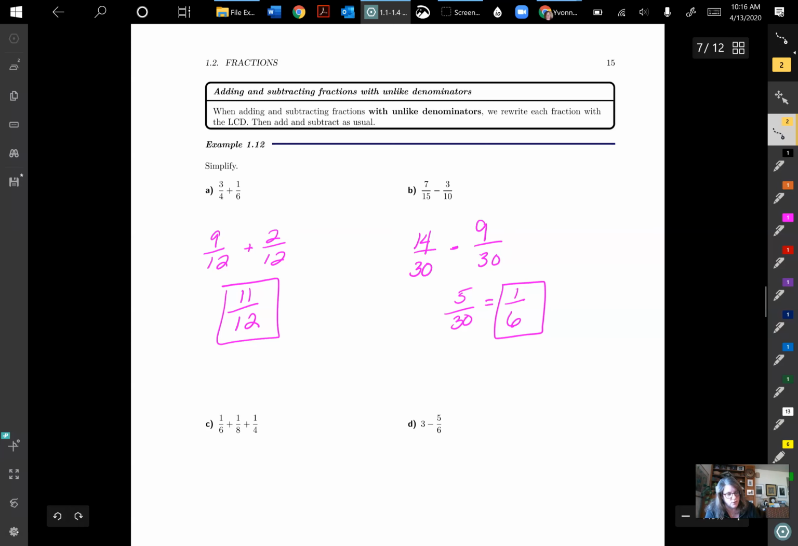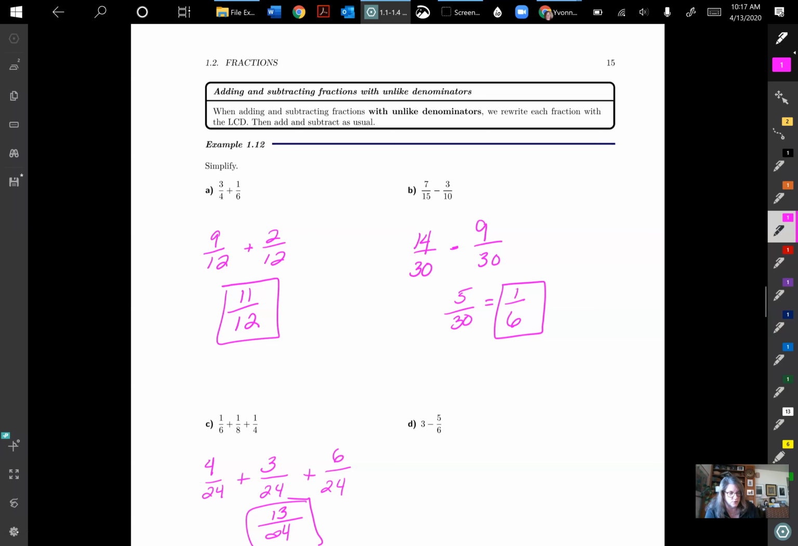So part C, I have 1/6 plus 1/8 plus 1/4. So just go ahead and write your common denominator would be 24 for all of those. I just usually fill those in. And then I think, okay, 6 times 4 gave me 24, so that's what I have to multiply the numerator by. These are all ones in the numerator, so it's pretty nice and easy to do. So plus 3/24 plus 6/24. Then just go ahead and add those all together, and you're going to get 13/24. And we cannot reduce that, so we're done there.